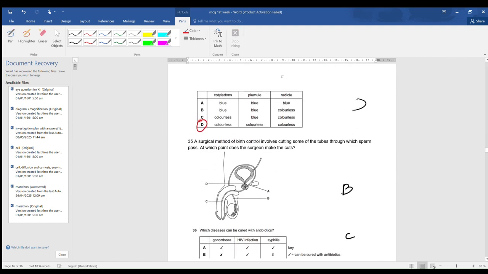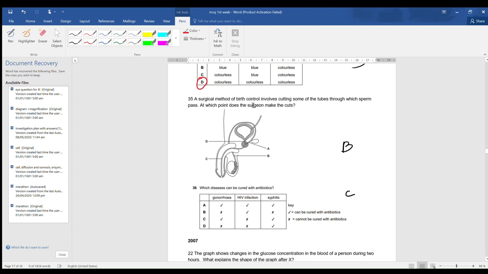Now next, a surgical method of birth control involves cutting some of the tubes through which sperm pass. At which point does the surgeon make the cut? We know that the sperm can pass through sperm duct, therefore at which point the sperm duct can be cut? We can cut the sperm duct at B. Okay, therefore B is the correct answer.